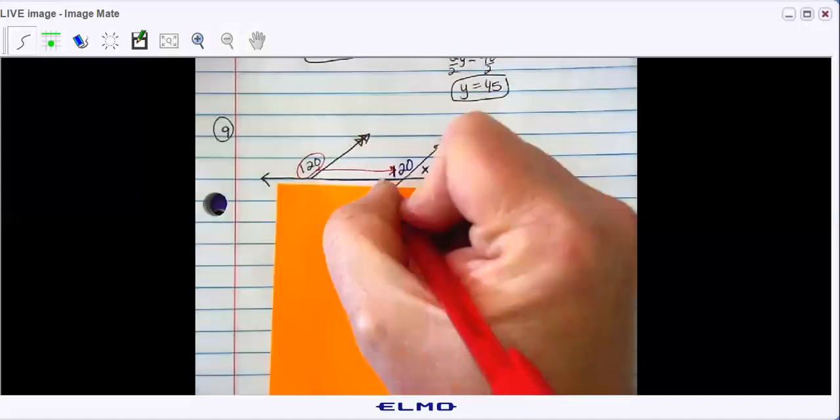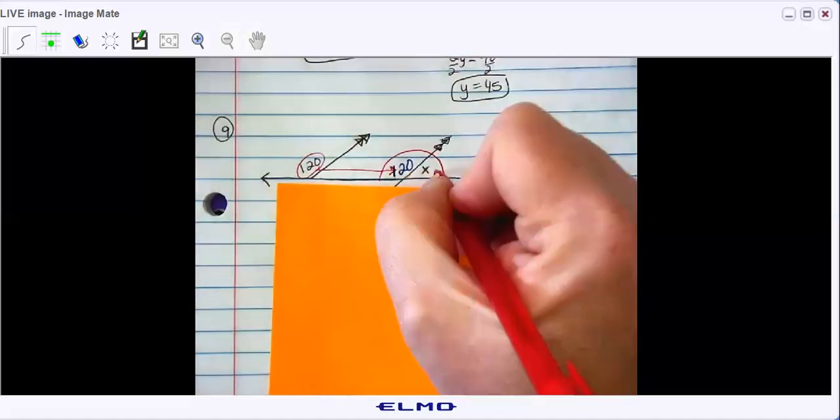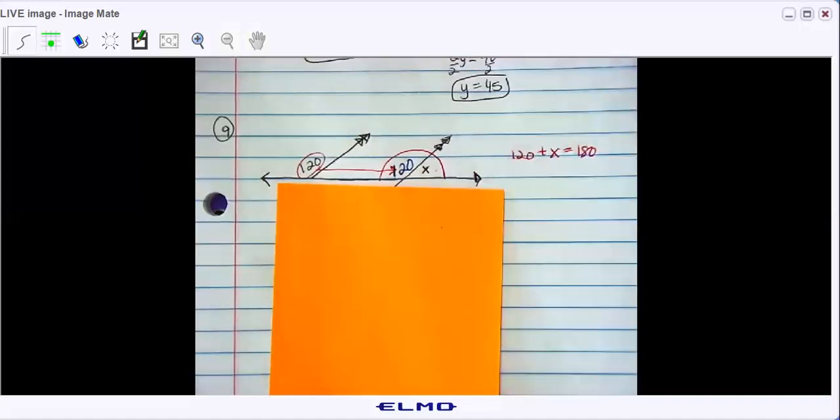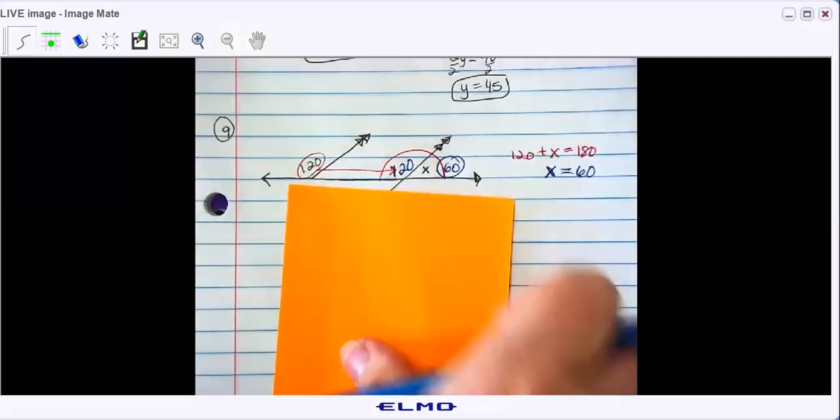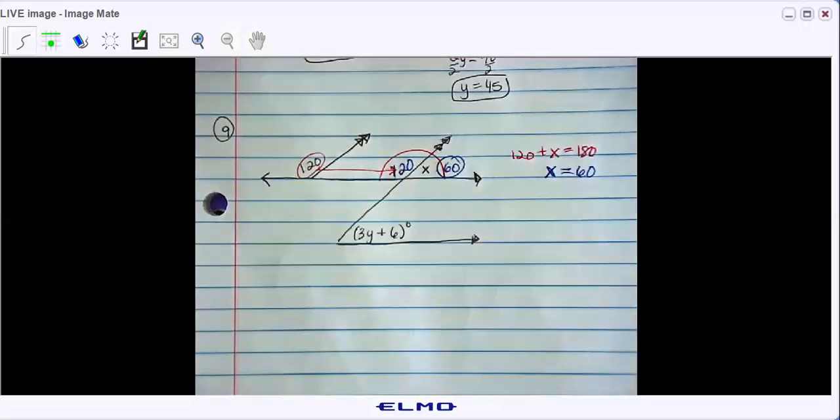And I love the choral responses because then I get to know that more than one person knows it. Okay, so I know that these together have to equal 180. So 120 plus X is equal to 180. Or we could just subtract and say that X equals 60. Okay, so now X equals 60. Let's see if that's going to help us find Y.